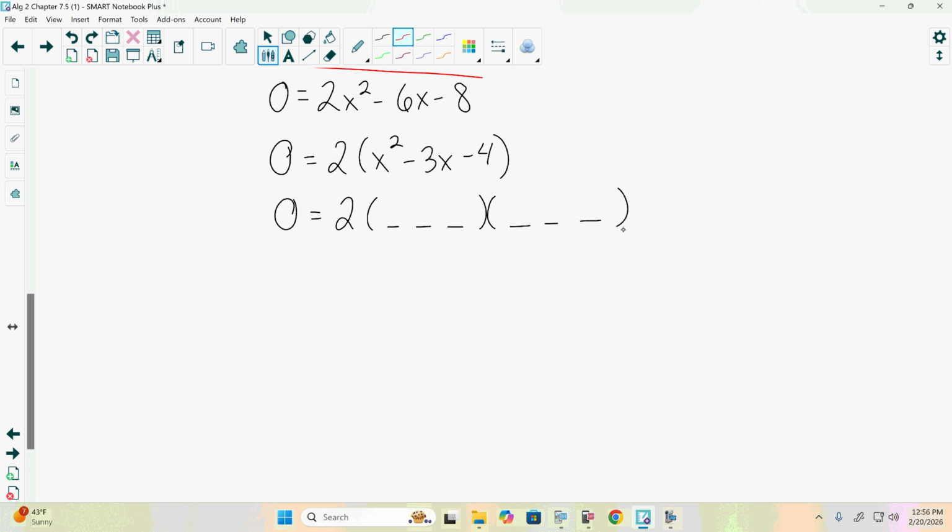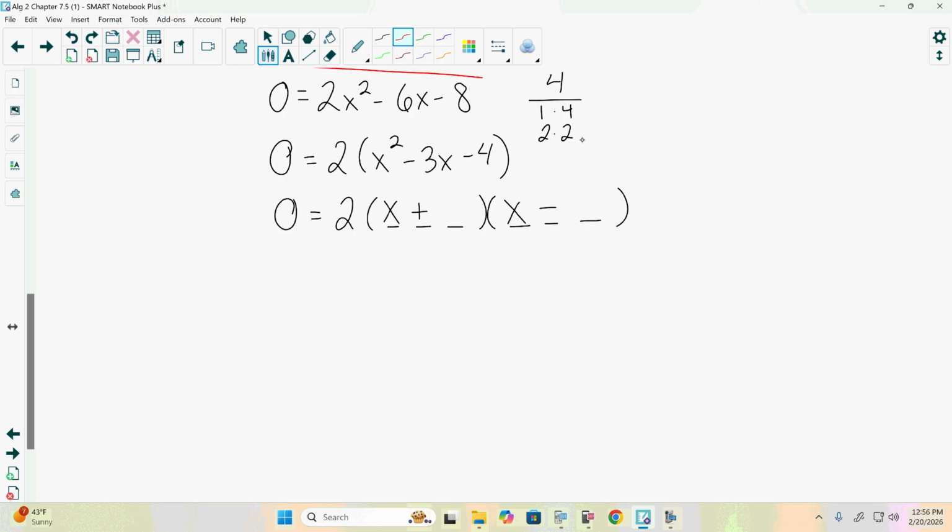So we'll set up our 2 sets of parentheses with 3 spaces. Since the third term is negative, our signs are opposite. One's going to be positive, one is going to be negative. Now the factors of x squared are x and x. And lastly, the factors of 4 are 1 and 4 or 2 and 2.